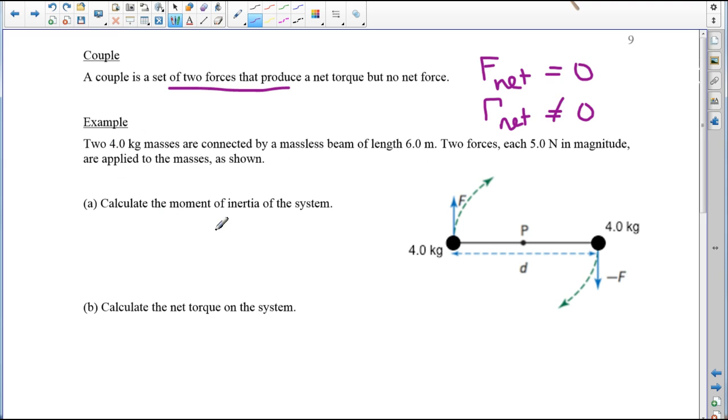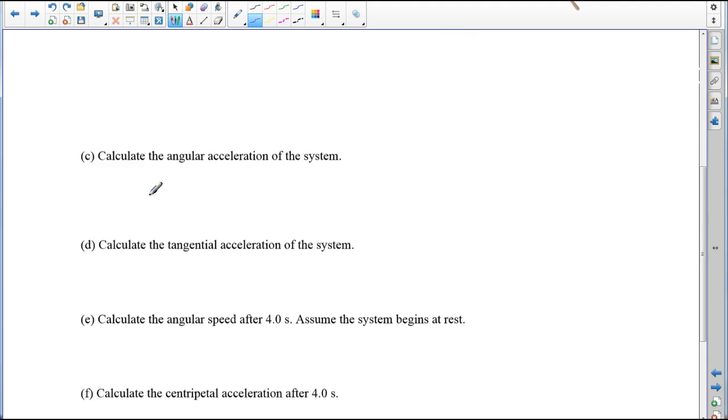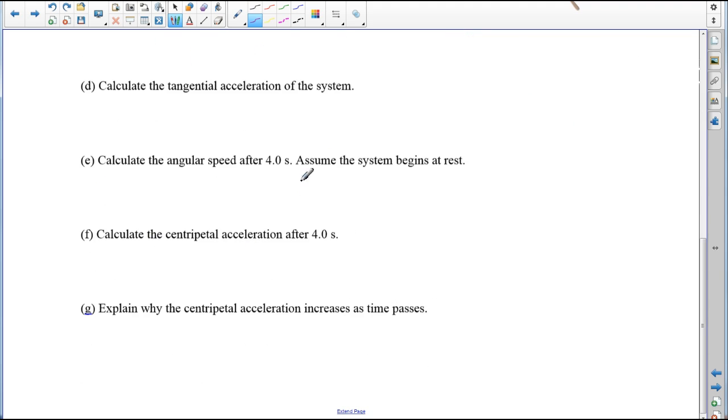So let's take an example. I'd like you to work out this example. We've got a massless beam, so there is no mass here. And you've just got these two masses. As part of your notes, work through this example.